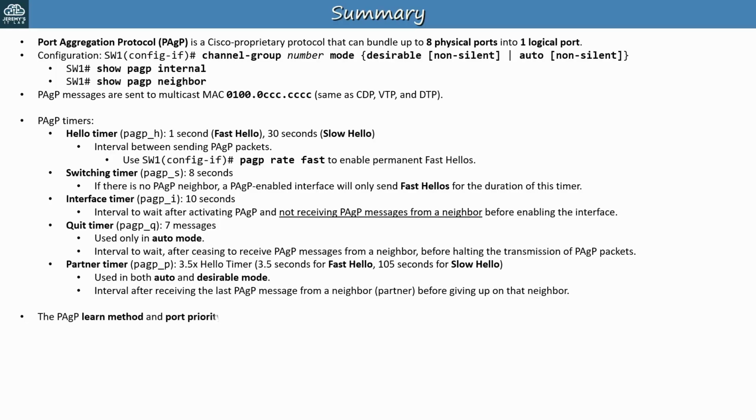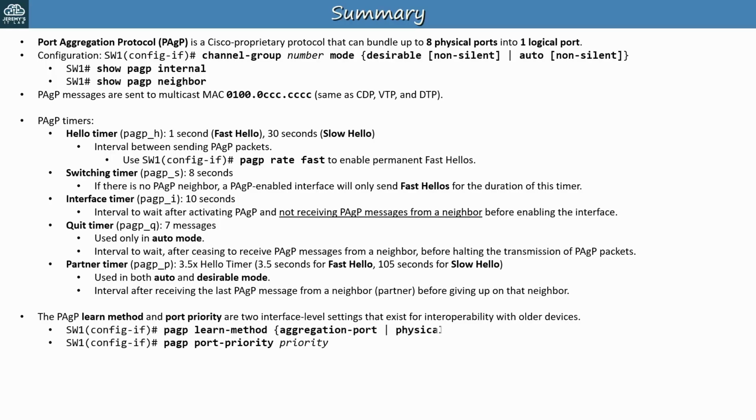The PAgP learn method and port priority are 2 interface level settings that exist for interoperability with older devices. Here are the commands to configure them. If you modify them, the device will include the modified values in the messages it sends to its neighbor, but they won't actually have an effect on the device.